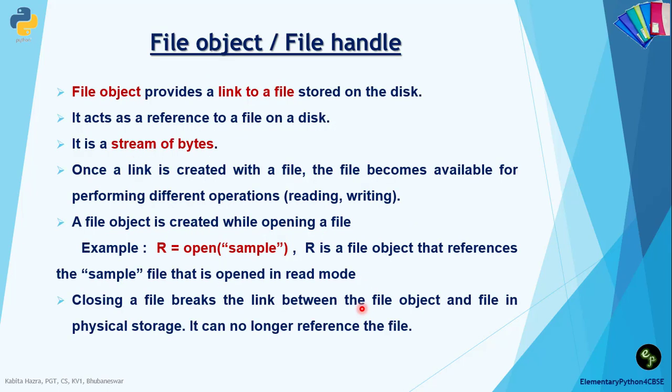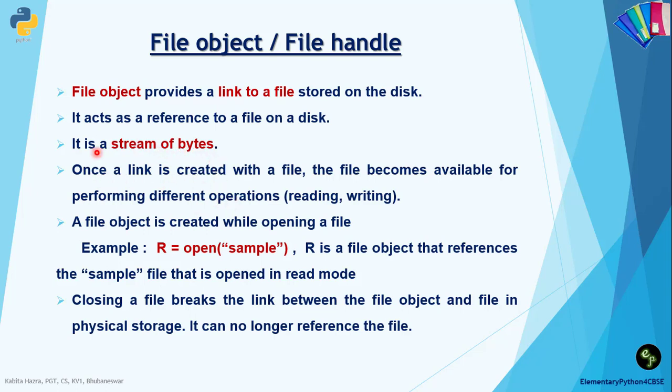What is a file object or file handle then? Whenever we are opening a file, we are writing file object equal to open, then the file name, and optional mode. A file object is actually created to provide a link to a file stored on the disk. This acts as a reference to a file on the disk. That means whenever we want to refer to the file, we don't have to specify the file name every time, rather we can use the file object for referencing it. This file object or file handle is actually a stream of bytes.